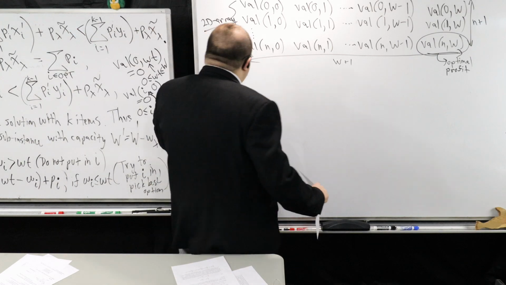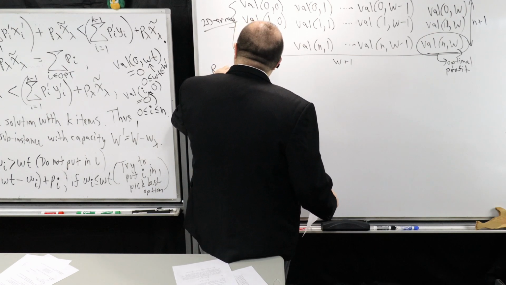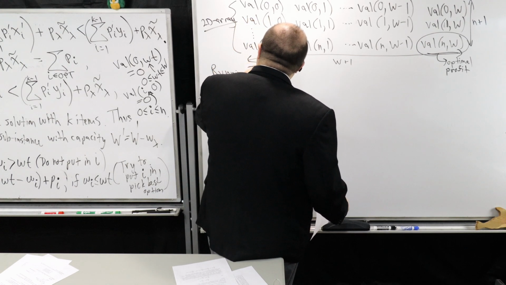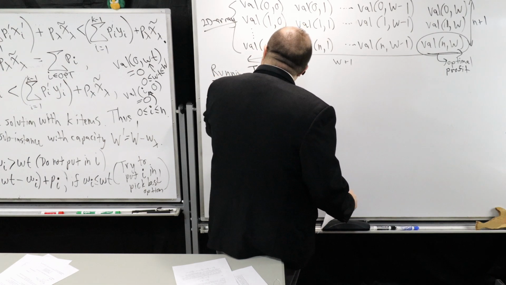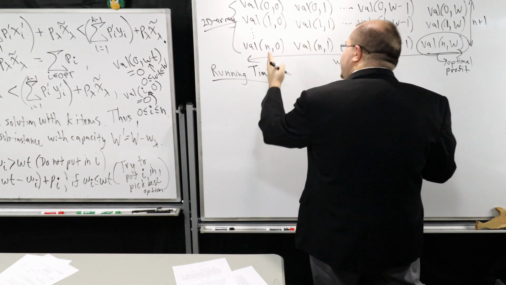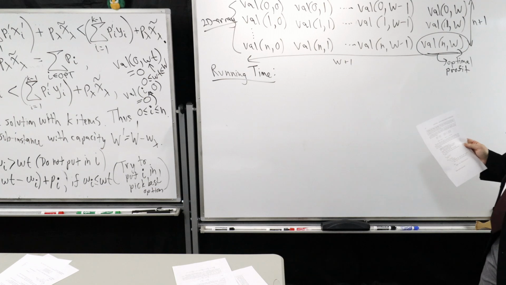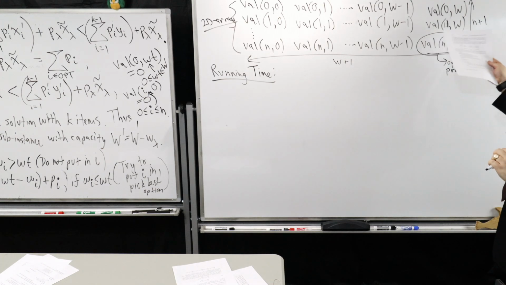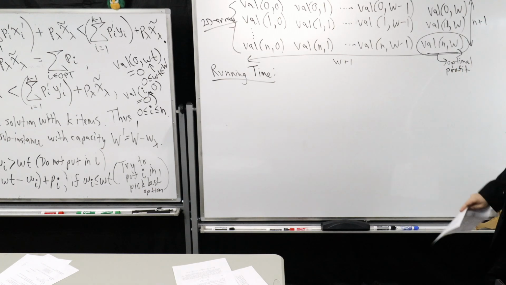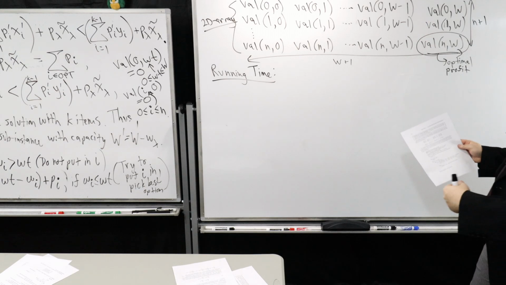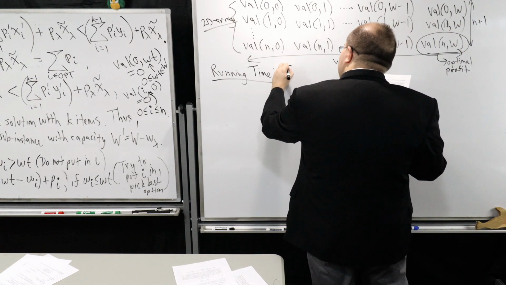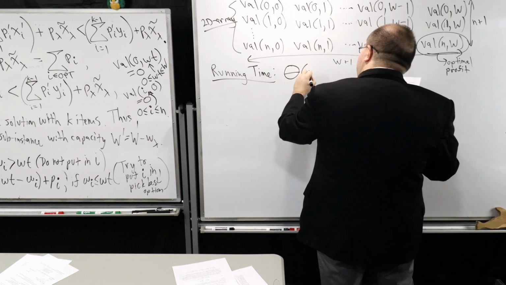I'll tell you that the running time for this algorithm is based entirely on the construction of this table. And I told you the dimensions are n plus 1 and W plus 1. And when you compute the optimal profit, you're going to end up with a running time that looks like nW.